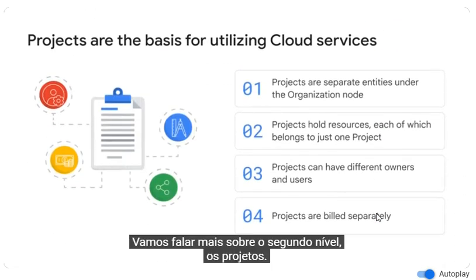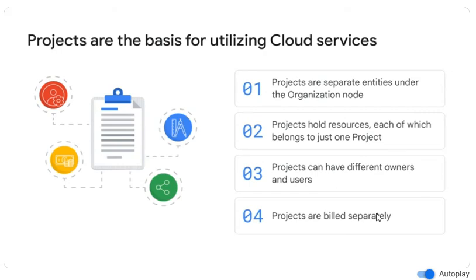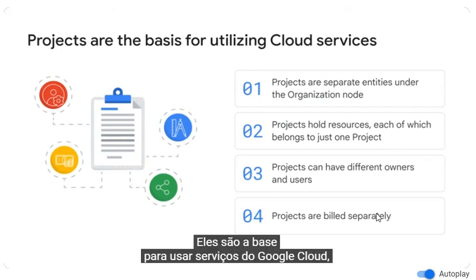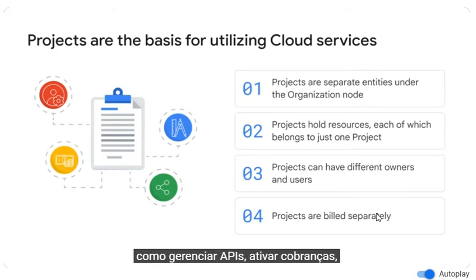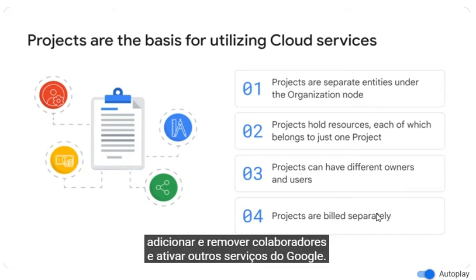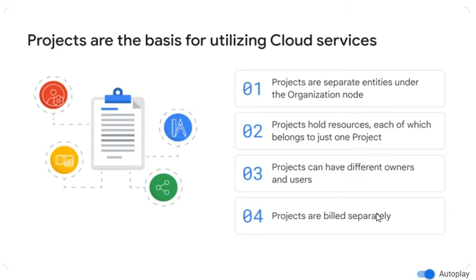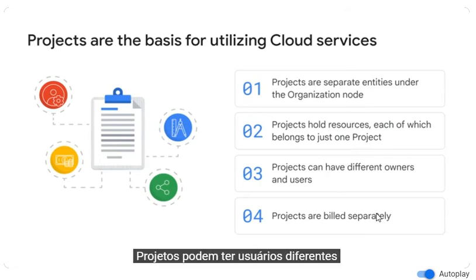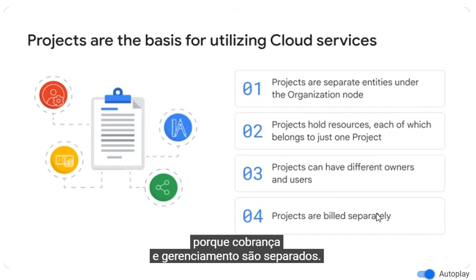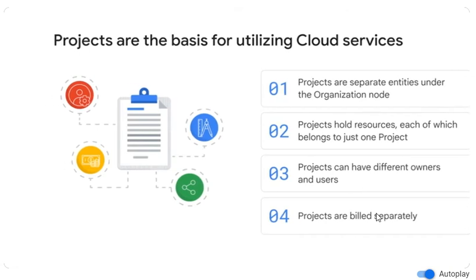Let's spend a little more time on the second level of the resource hierarchy, projects. Projects are the basis for enabling and using Google Cloud services, like managing APIs, enabling billing, adding and removing collaborators, and enabling other Google services. Each project is a separate compartment, and each resource belongs to exactly one project. Projects can have different owners and users because they're built and managed separately.